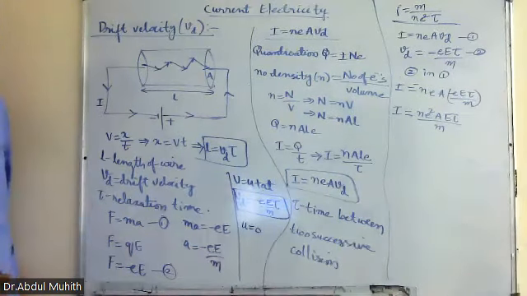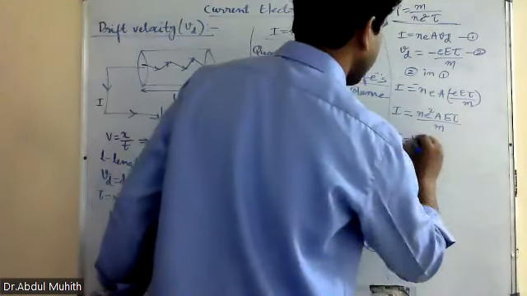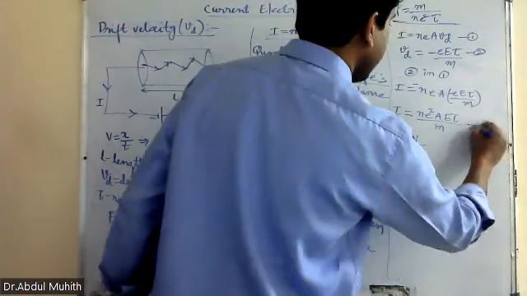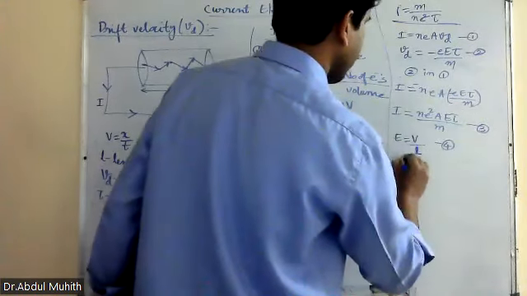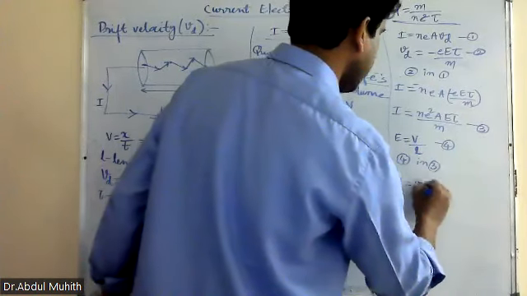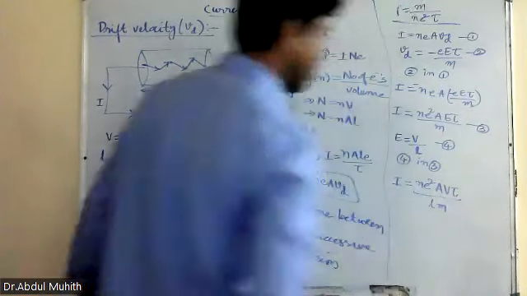Now, here we have one more formula. What is that? E is equal to V by l. So E is equal to V by l. I am going to substitute again. Let it be 3, let it be 4. Now 4 in 3. So what do we get now? I is equal to N E square A V tau by L into m. Is it clear?